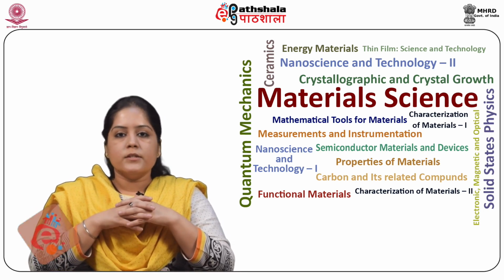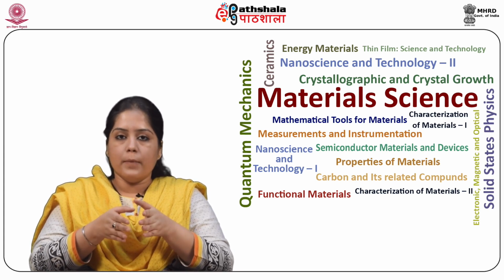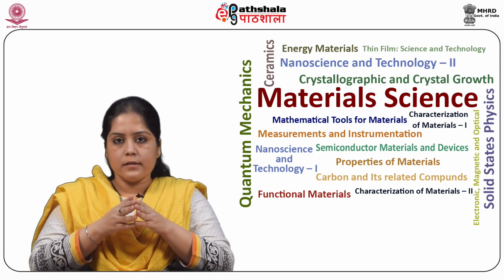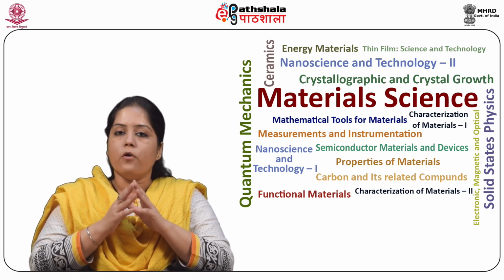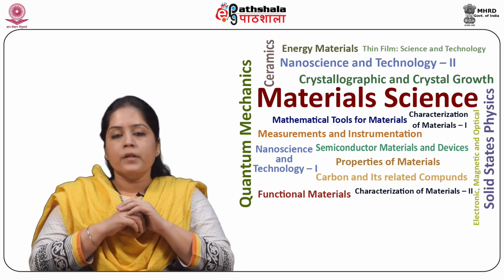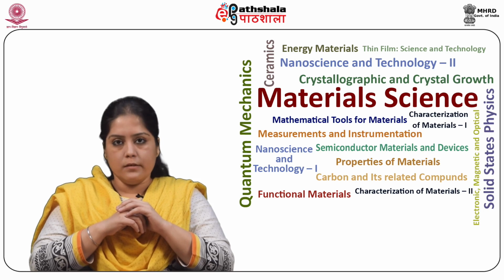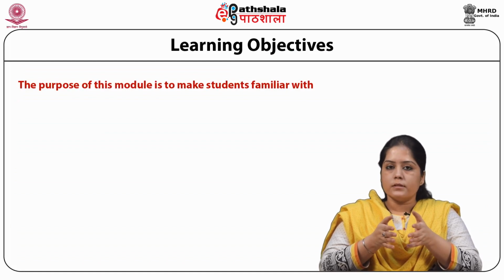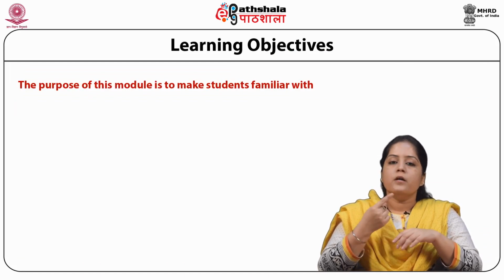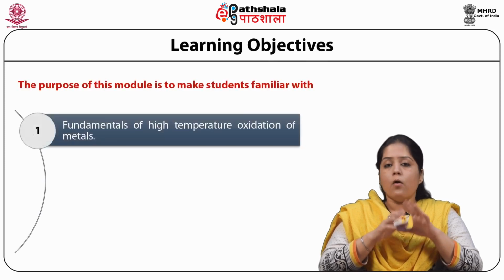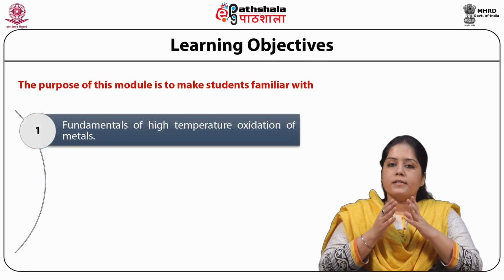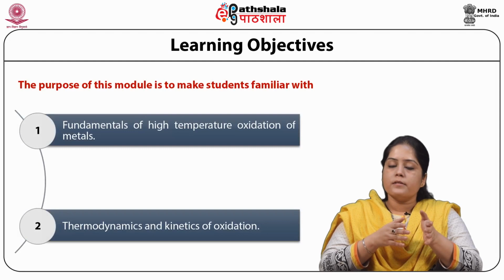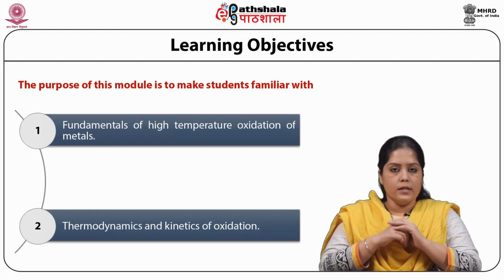So students, today we are going to discuss the module Environmental Degradation of Materials due to High Temperature Oxidation Part 2 from the paper Functional Materials. The purpose of this module is to make the students familiar with, first, the fundamentals of high temperature oxidation of metals, and second, the thermodynamics and kinetics of oxidation.